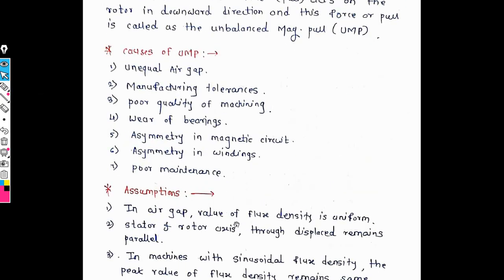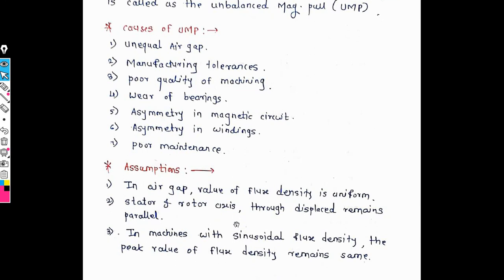Then the next point is the causes of unbalanced magnetic pull condition, in which the first cause is unequal air gap, then manufacturing tolerance, then poor quality of the machine, then wear of the bearings, then asymmetry in the magnetic circuit, then asymmetry in winding, and poor maintenance. These are the several causes of unbalanced magnetic pull condition.